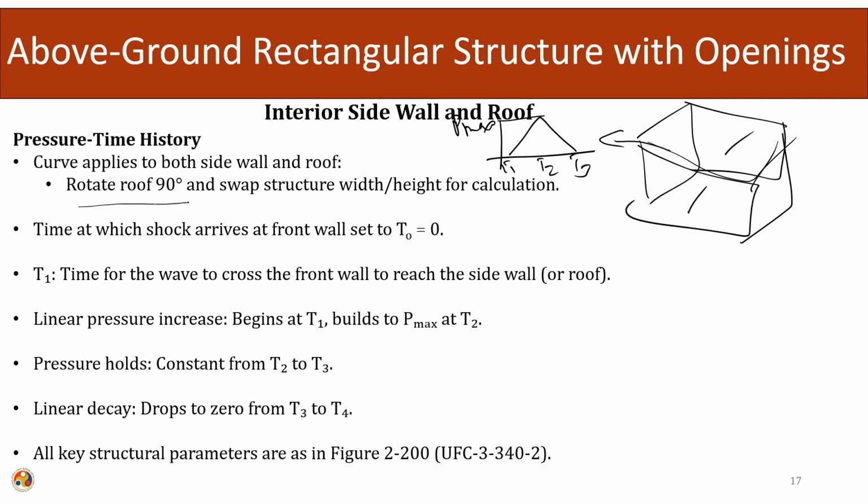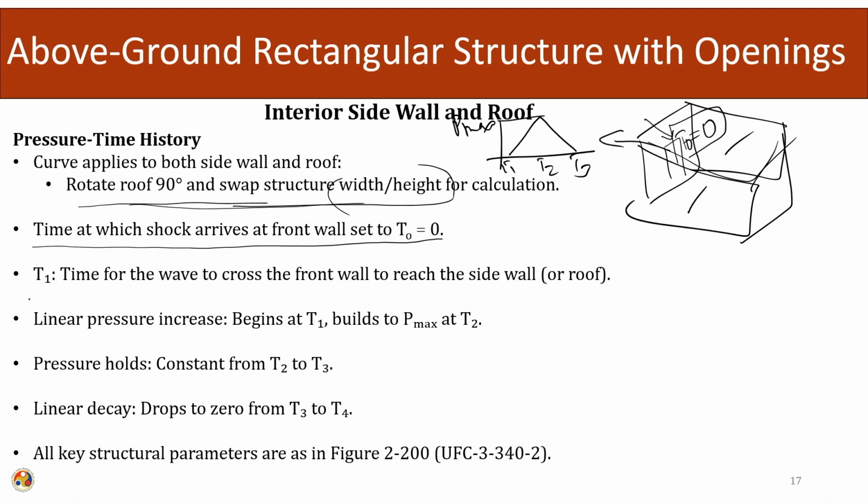And for the roof, what we will do is swap the structure width to height for calculation. The only thing we need to do is swap the width to height ratio. First of all, the time at which the shock arrives at the front wall is set to T naught, so T naught equals 0.